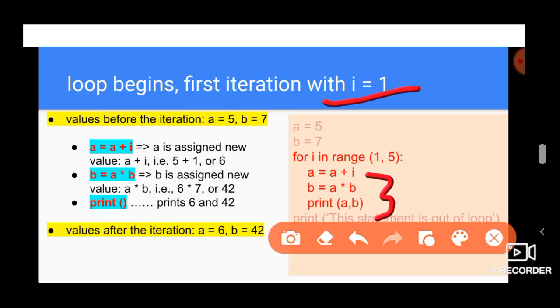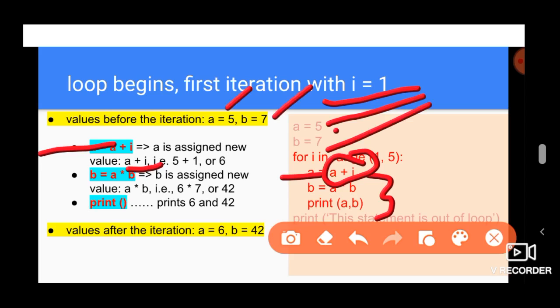What do these statements affect? How do they affect the values of A and B? See this first statement, A is equal to A plus I. What does it do? It calculates the right side, which is A plus I. The present value of A is 5, it was set by this statement, and the present value of B is 7. The value of I is 1, as we have seen. So A plus I means we are adding 5 plus 1, which becomes 6.